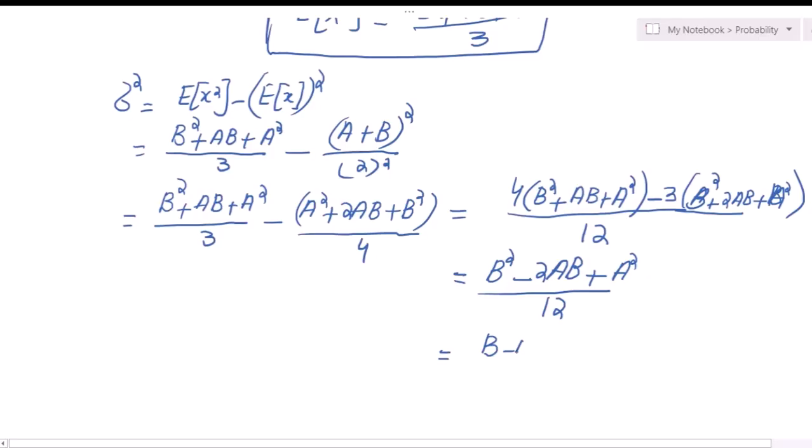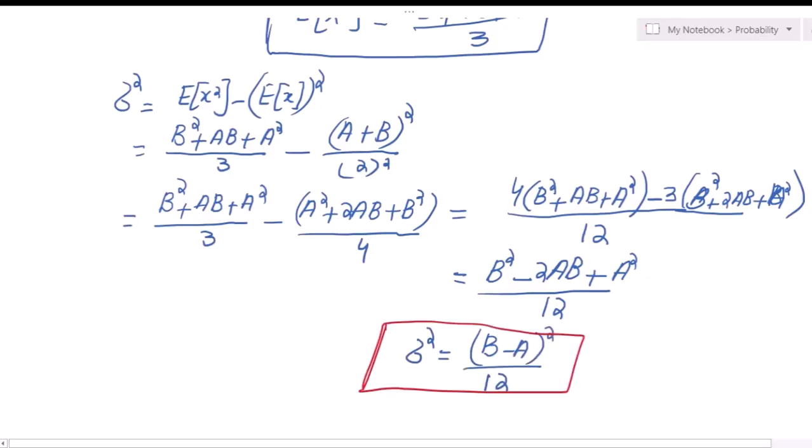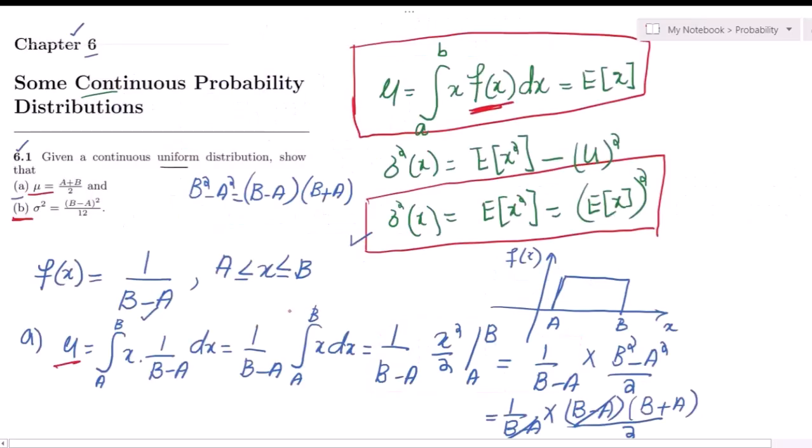This was given here in part B of my question, and that is basically the solution of part B of my question 6.1.